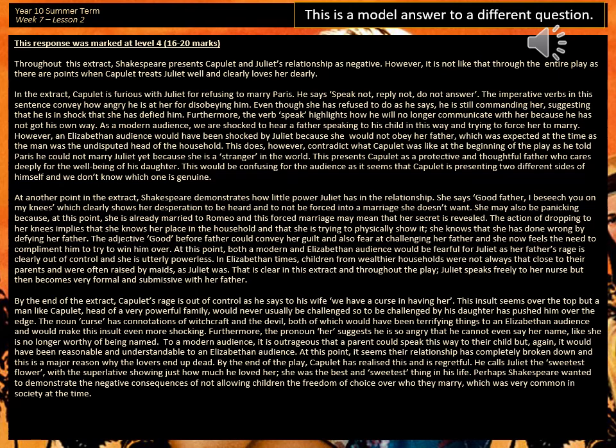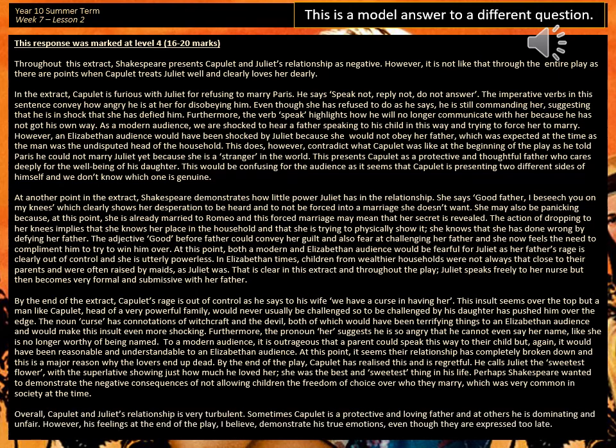Perhaps Shakespeare wanted to demonstrate the negative consequences of not allowing children the freedom of choice over who they marry, which was very common in society at the time. Overall, Capulet and Juliet's relationship is very turbulent. Sometimes Capulet is a protective and loving father, and at others he is dominating and unfair. However, his feelings at the end of the play, I believe, demonstrate his true emotions, even though they are expressed too late.